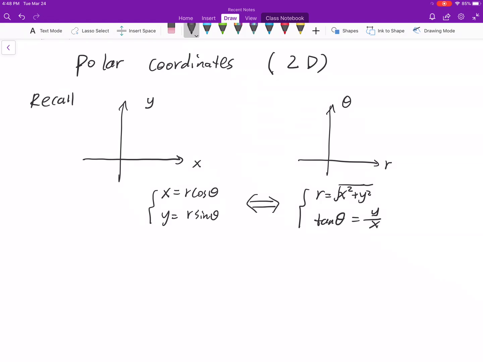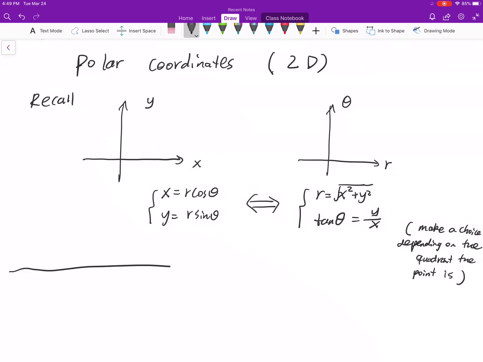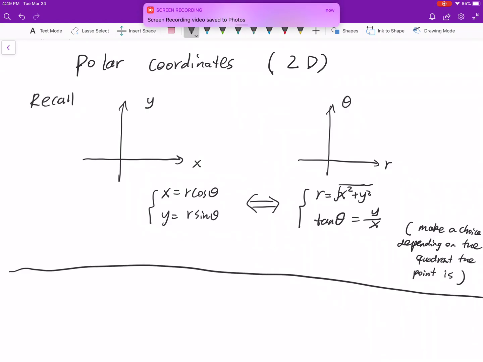Usually here you need to determine theta, you need to make a choice depending on the quadrant where the point is. Okay, this is just a first recall.